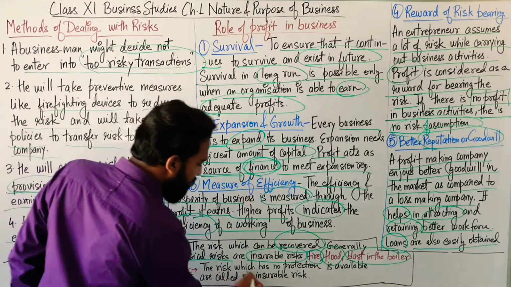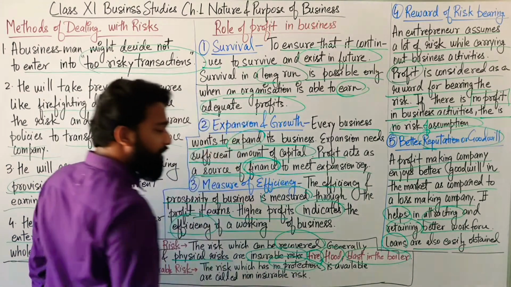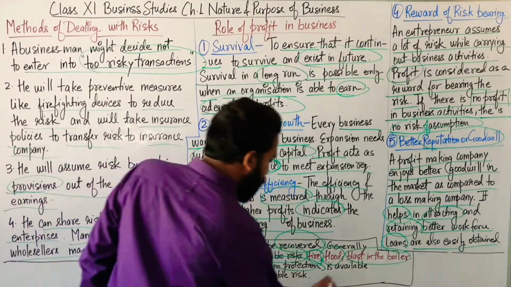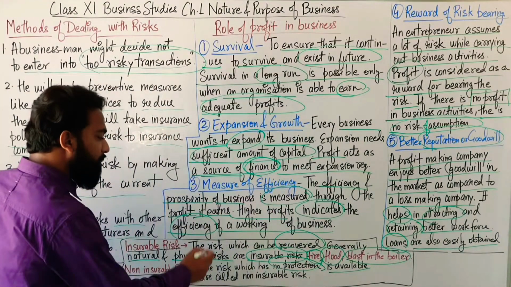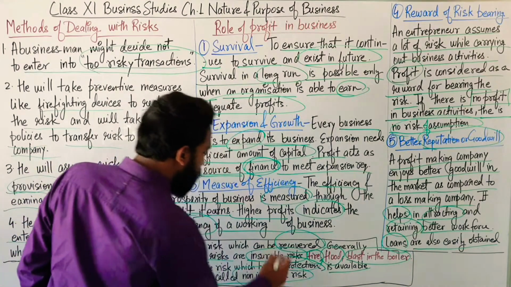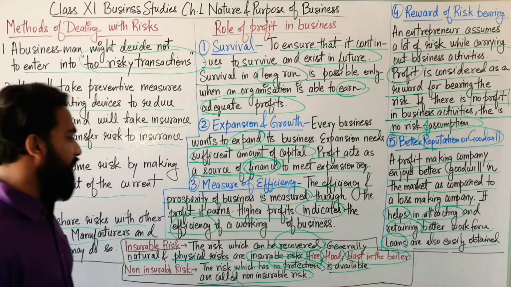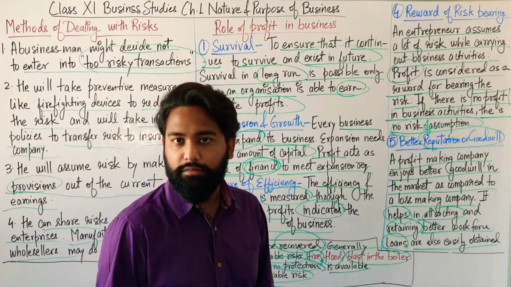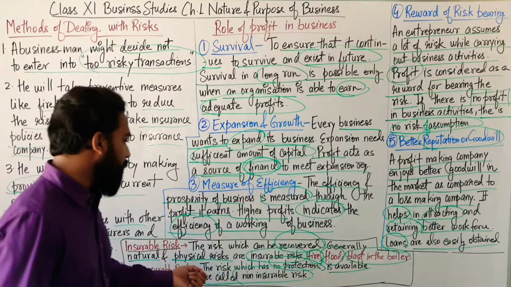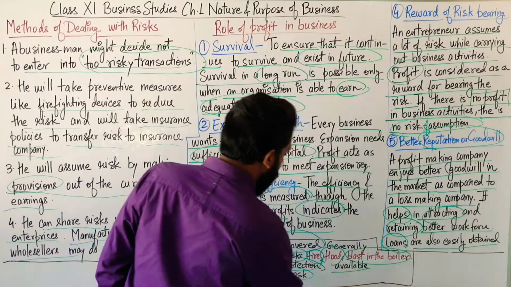Now the last one is non-insurable risk, just the opposite of insurable risk. The risk which has no protection, which cannot be protected, the risk for which no protection is available, is called non-insurable risk.